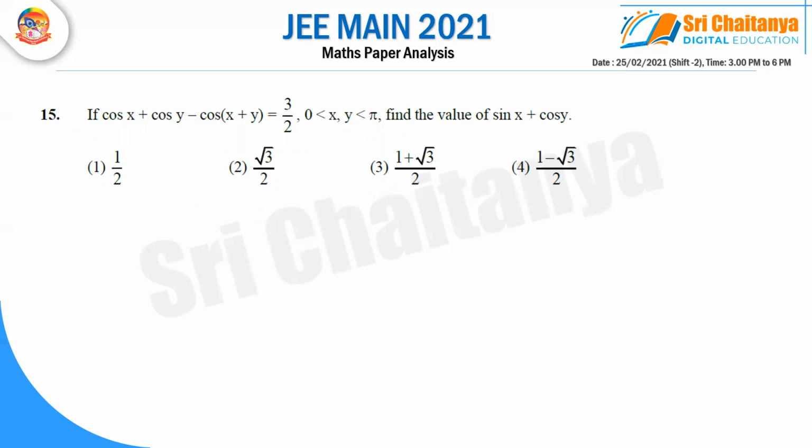Now comes cos x plus cos y minus cos of x plus y, and they gave this condition. So what I write? I write it as cos x plus cos y plus cos of pi minus of x plus y equal to 3 by 2. You can assume these as angles of a triangle: cos A plus cos B plus cos C equal to 3 by 2. And in a triangle, cos A plus cos B plus cos C equal to 3 by 2 means it is a case of equilateral triangle. So A equal to B equal to C equal to pi by 3. Now what is he asking? Sin pi by 3 plus cos pi by 3, nothing but root 3 plus 1 by 2.